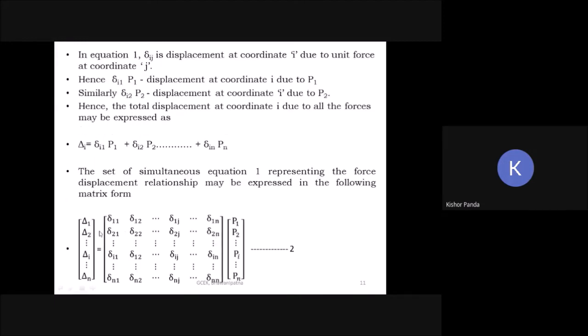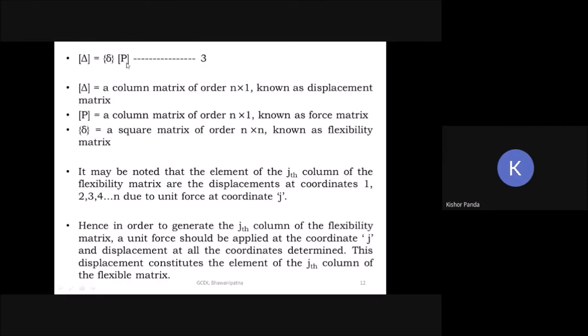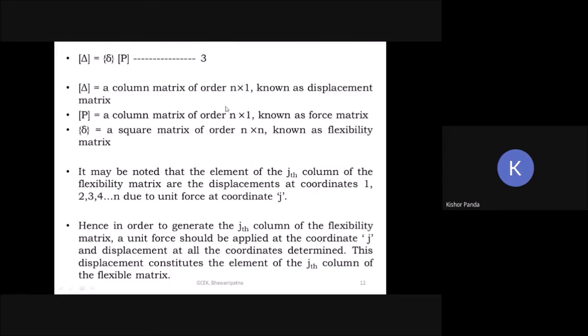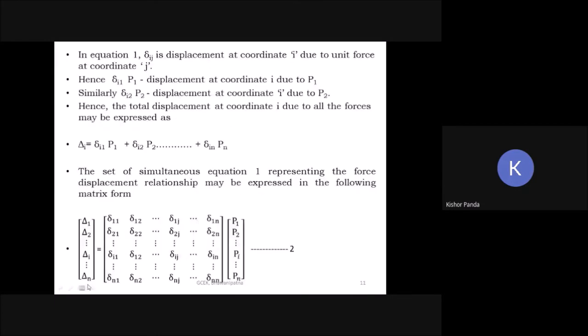So this is called the displacement matrix, this is the force matrix, and this is the flexibility matrix. This matrix is called the flexibility matrix. You can write this expression: delta is equal to del into P. So delta is a column matrix of order n into 1, n number of rows and 1 column. Here n into 1 means the row is n, but the column is 1. So you can denote it by n into 1.